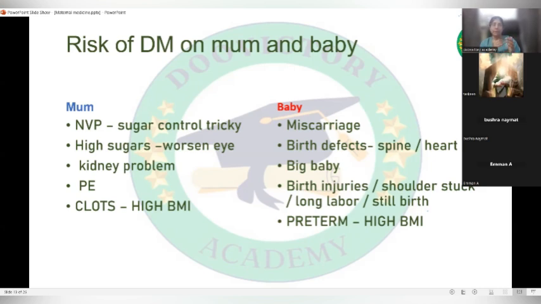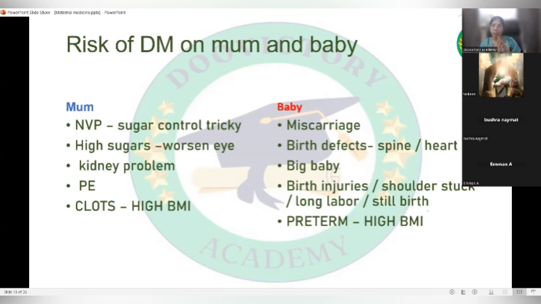Okay. So now till 12 weeks, in the history part, you should ask, do you feel sick also? In the first 12 weeks, you need to check about the nausea and vomiting of pregnancy also. So when you're having this nausea and vomiting, the sugar control becomes a little tricky. So you need to be more regular in measuring the sugar. Also, if the sugars remain higher, they may worsen the eye and kidney condition. So we need to get a checkup for you. I will arrange that, don't worry.